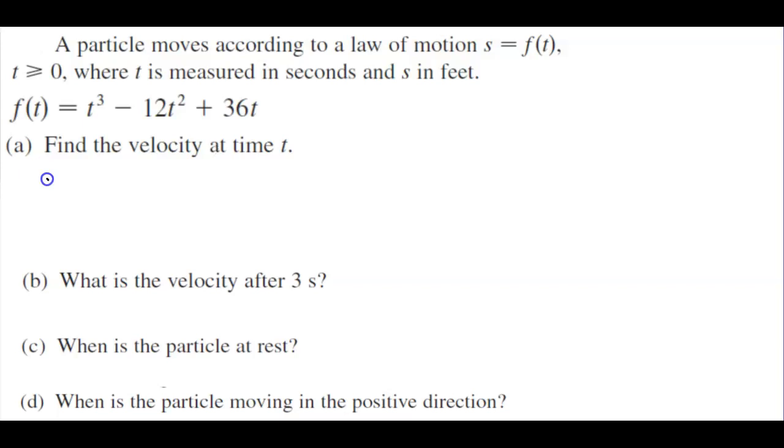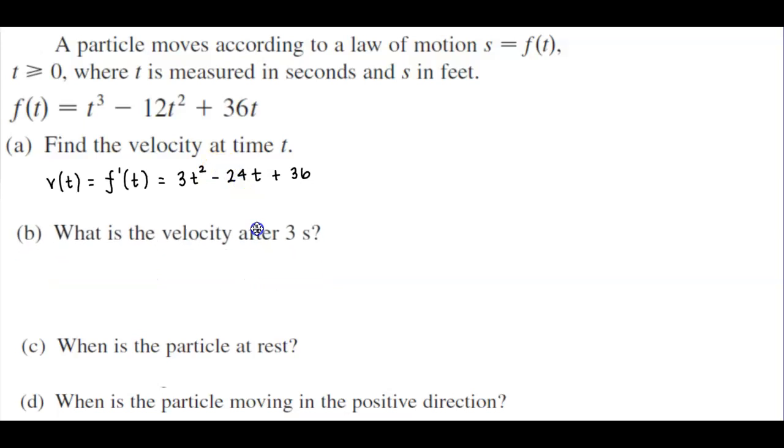Well, the velocity function is equal to the derivative of the position function. So if we find the derivative, the derivative of t cubed is 3t squared, minus 12t squared becomes minus 24t, and then plus 36. So therefore that represents the velocity at time t.